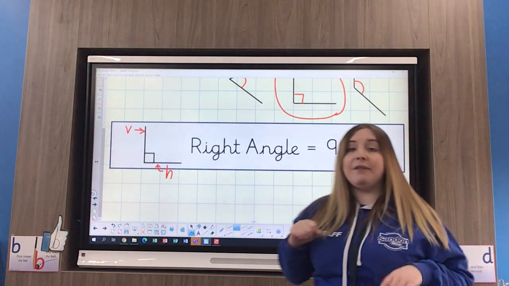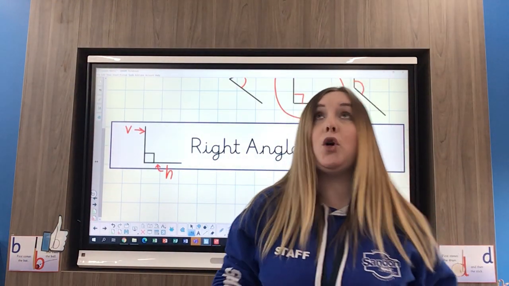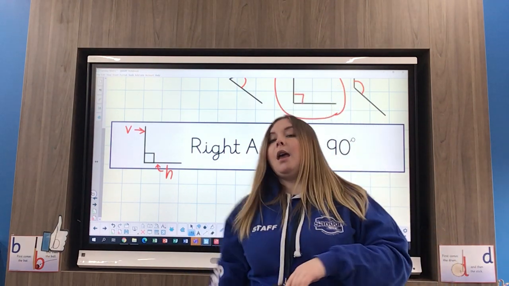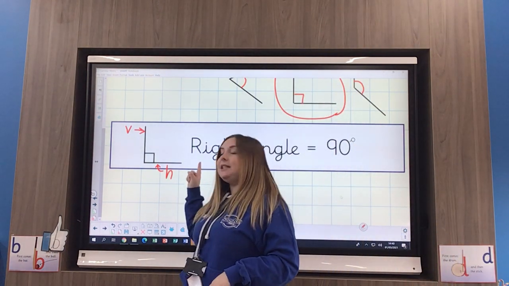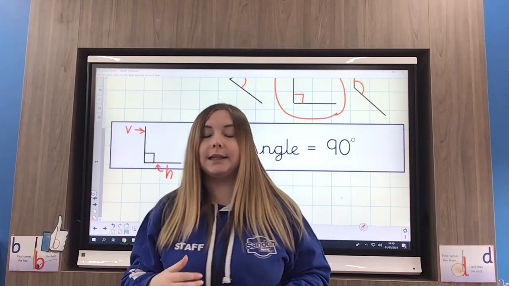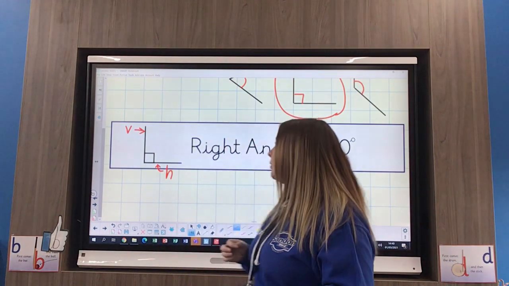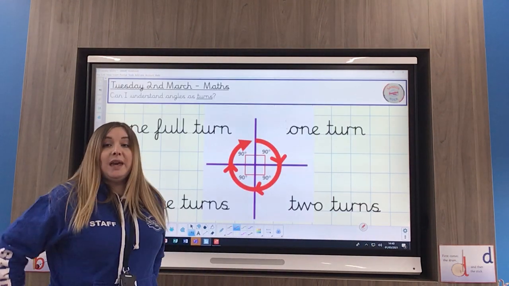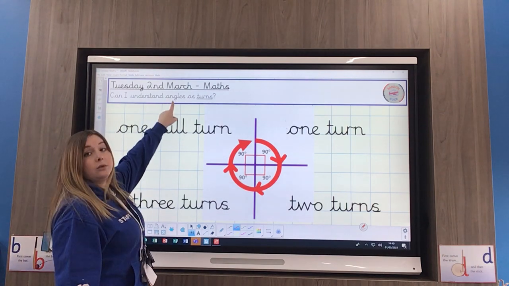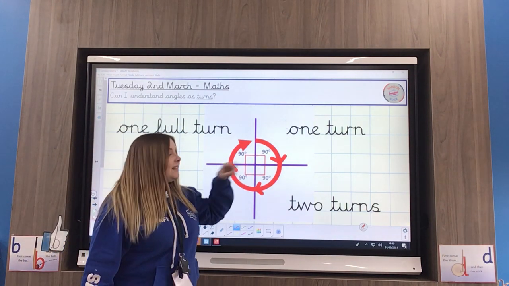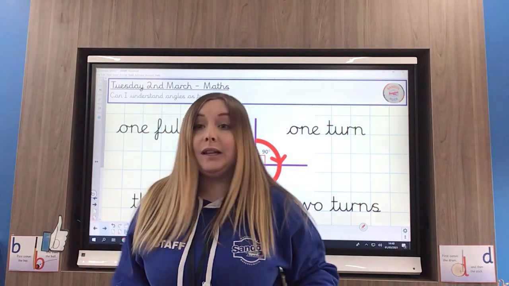And then this is where it changes a little bit again. So we've already looked at right angles. A right angle is 90 degrees where a vertical and a horizontal line meet. And now, let's go back to our learning question. We've got to think of angles as turns. And by turn, I literally mean turns.